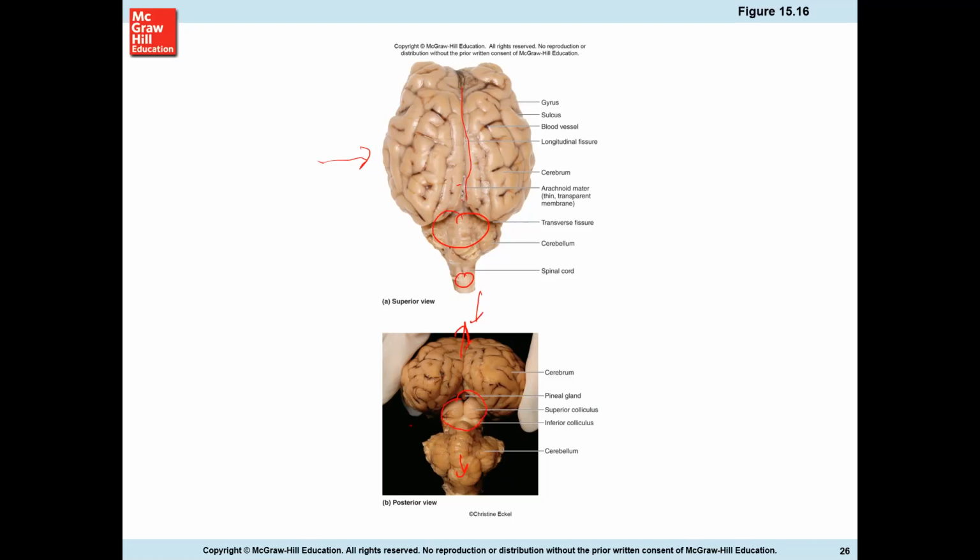And this is posterior midbrain. I'm just going to write midbrain, right? Posterior. This is really important too. Midbrain posterior view. And this whole area that I circled is the corpora quadrigemina.